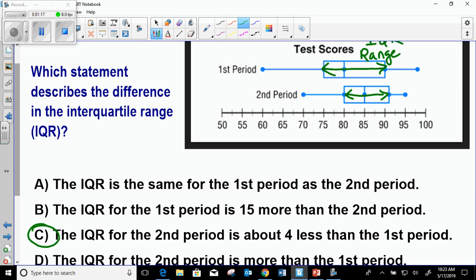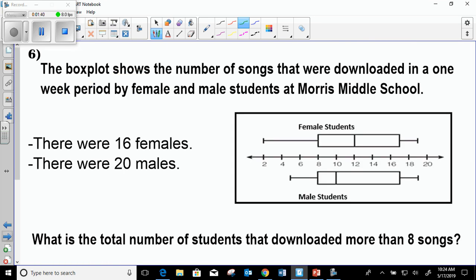So what was the range up here? This was 90 minus 75, which gave you 15. And this range here is 91 minus 80, which gives you 11. Okay, so that's a difference of 4. All right, number 6.